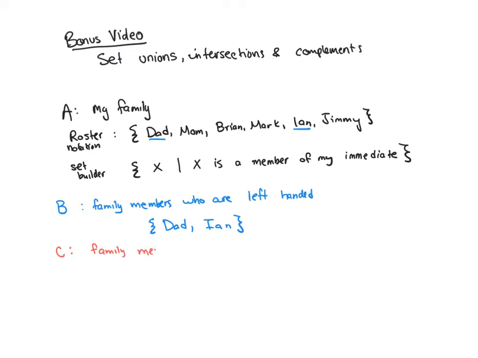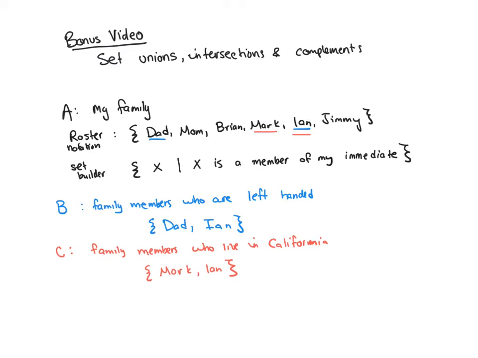who live in California. Then my brother Mark and my brother Ian both live in California. So we have Mark and Ian. Okay, so now that we have our sets, we can go through and think about our unions and our intersections, but it might be helpful to first draw a Venn diagram so that we can really picture what's going on.